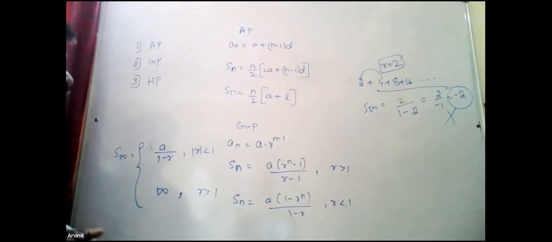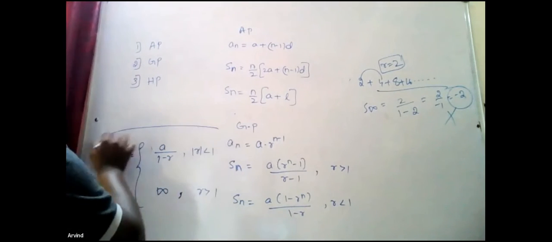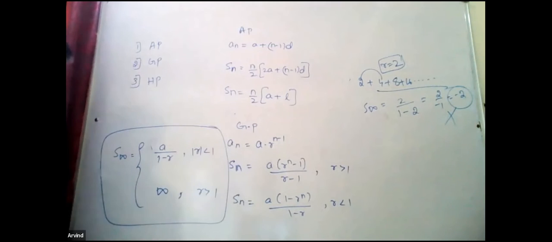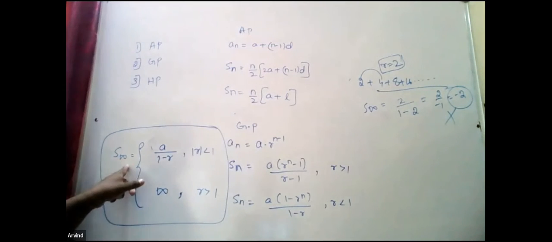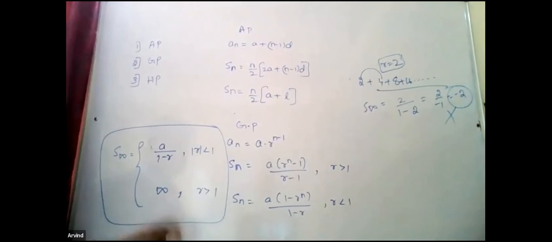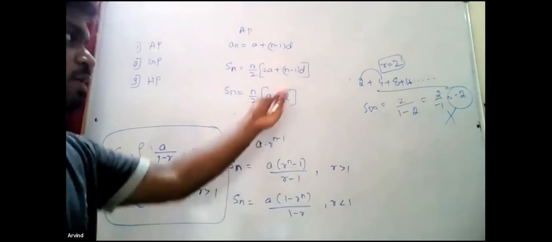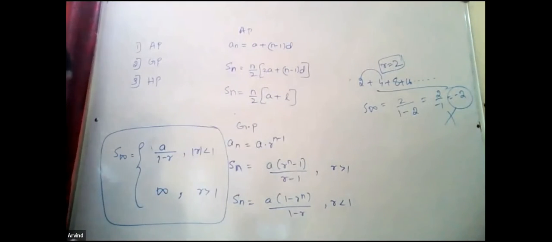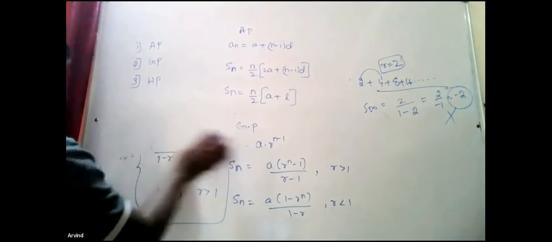Okay. The main important formula you have to know is this: S infinity is this formula when R is less than 1; when R is greater than 1, it is infinity. I hope you all know these formulas. If you wish, you can take a screenshot and note it down.